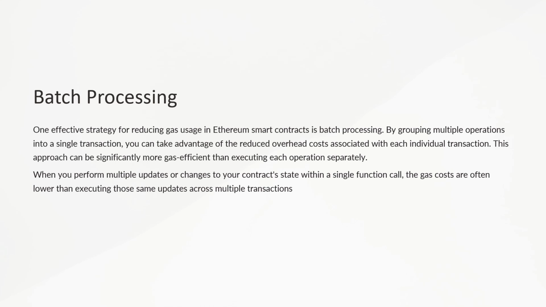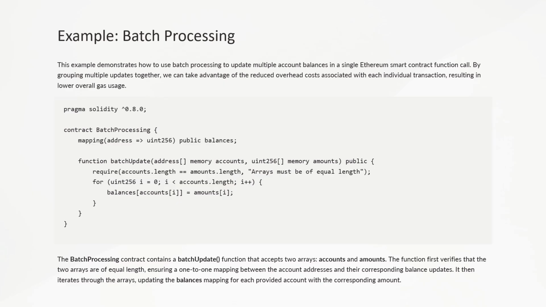This is because the fixed cost of transaction fees, such as the cost to include the transaction in the block, are amortized across the entire batch of operations. By batching your contract's logic, you can minimize the overall gas consumption and provide a more cost-effective solution for your users. Batch processing can be likened to doing all your weekly grocery shopping in one trip instead of going to the store multiple times a day. By grouping operations together, we reduce repeated costs, making the process more gas efficient. Let us now look into an example of batch processing.